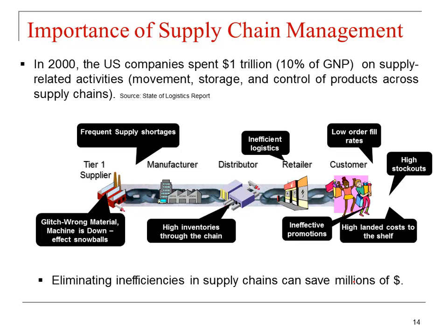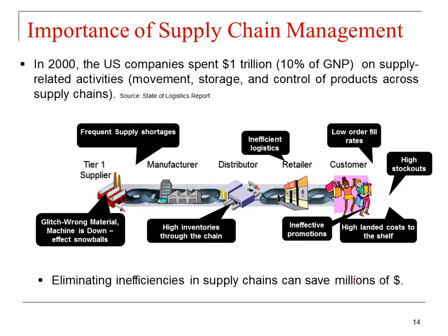So for instance, we can minimize the frequent supply shortage. If we need something in order to produce that good, we need to make sure that we have that material ready every time that we need to produce it. We want to minimize the high inventories in the chain. So if we are not selling a particular product, then we don't want to have those inventories going high.